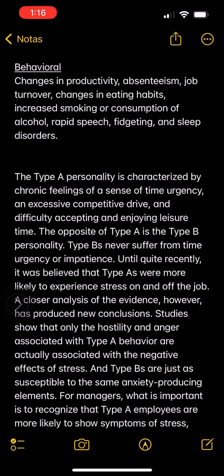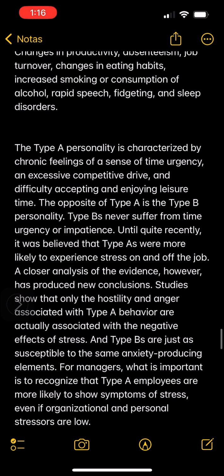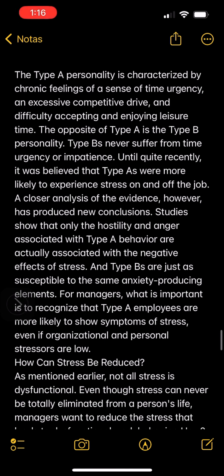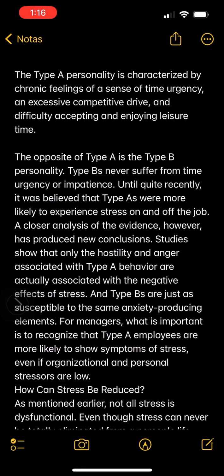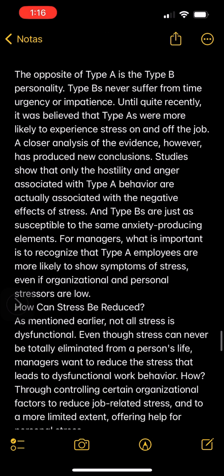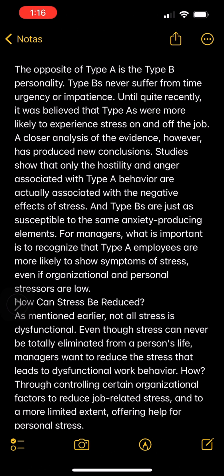The Type A personality is characterized by chronic feelings of a sense of time urgency, excessive competitive drive, and difficulty accepting and enjoying leisure time. The opposite of Type A is the Type B personality. Type Bs never suffer from time urgency or impatience. Until quite recently, it was believed that Type As were more likely to experience stress on and off the job. A closer analysis of the evidence, however, has produced new conclusions.